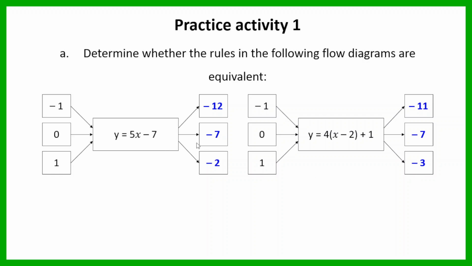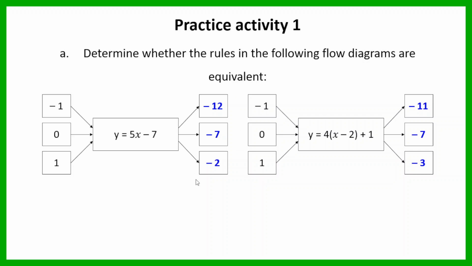Now, I want you to take note over here that if your input is 0 over here, you get -7. And if your input is 0 for this one, you also get -7. However, the other outputs do not match in these two rules. So that's why in the last example I said you can't just base it on one test, because sometimes one test may yield the same output for that one particular input, but if you test with other inputs, it might not match. And that means that they are not equivalent.